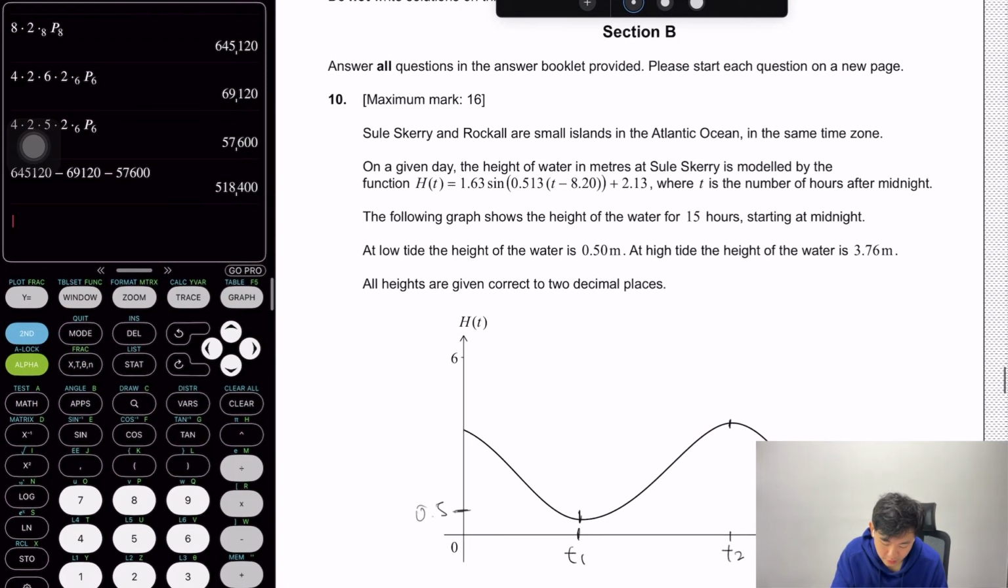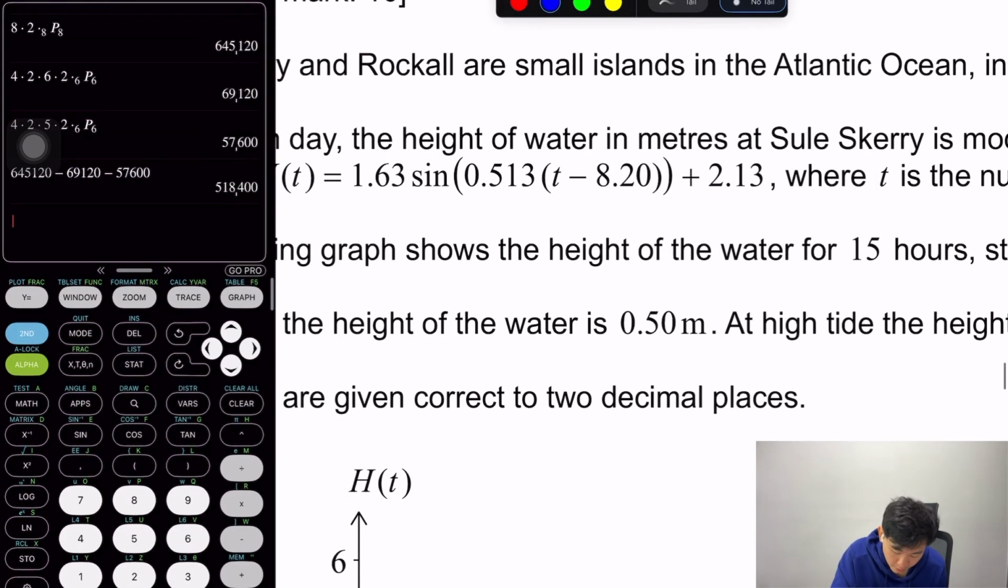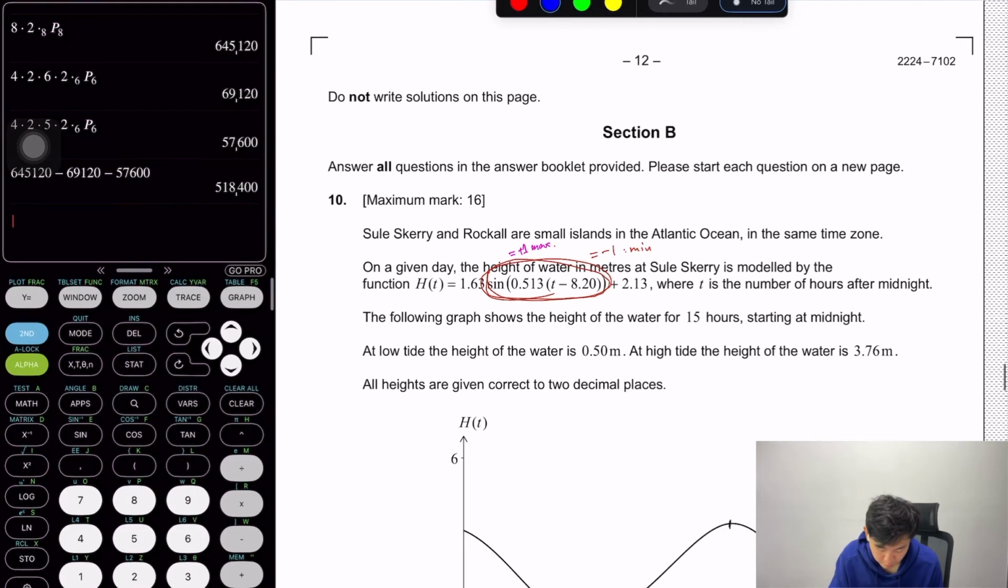The low tide, what does it mean? The low tide means at the minimum, because this has actually undergone a bunch of stretch, shift, and compression, whatever. But one thing that doesn't change is when it is at the bottom, this sine function part, only this one part, will be equal to -1 at the minimum, right? And for sure, that will be equal to +1 when it is at the maximum, right? We're going to use these two to solve for it.